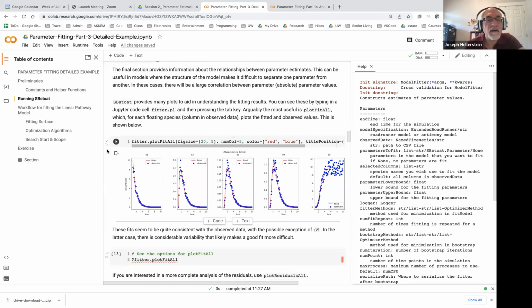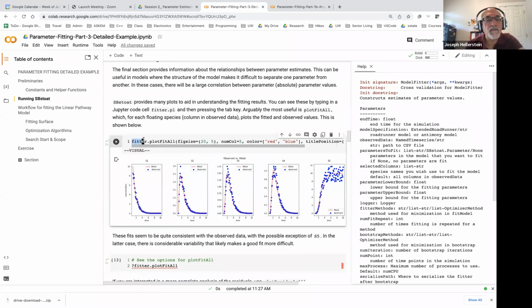So here's one example of, again, what's available through SBstoat. This idea of plot fit all fits that are happening. What it's doing here is the red line is the fitted value, and the dots here are the observed values from that observational data that we supplied. And you get a chance to see if all of the floating species were fit well. Well, it looks like S1 was fit pretty well. S2, there are some things that went off a bit. S3, a bit more.